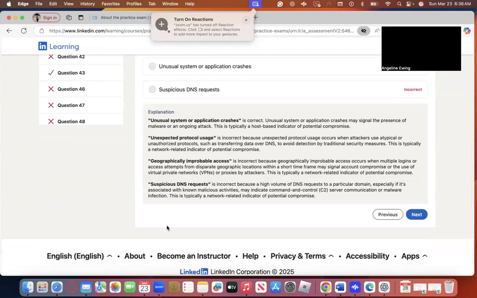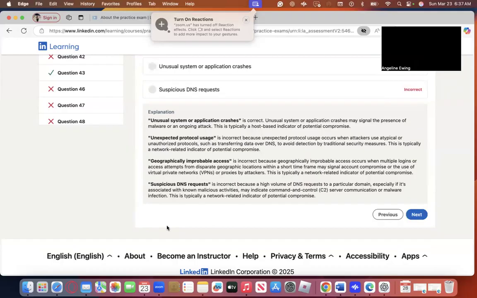Geographically improbable assets. A geographically improbable asset occurs when multiple logins or access attempts from disparate geographical locations within a short time frame may signal account compromise, or the use of virtual private networks, VPNs, or proxies by attackers. This is typically a network-related indicator of potential compromise.